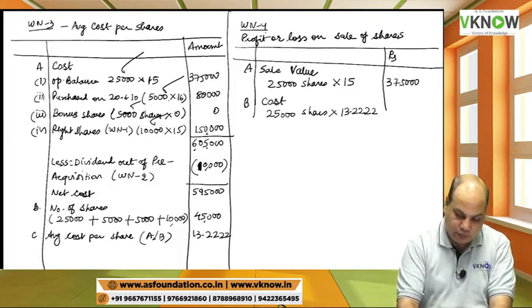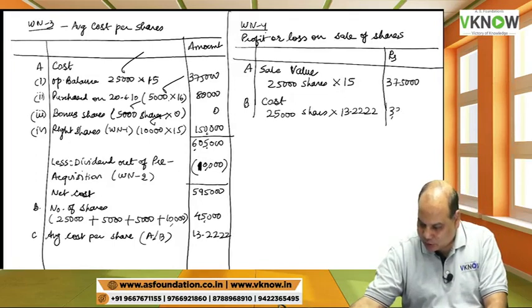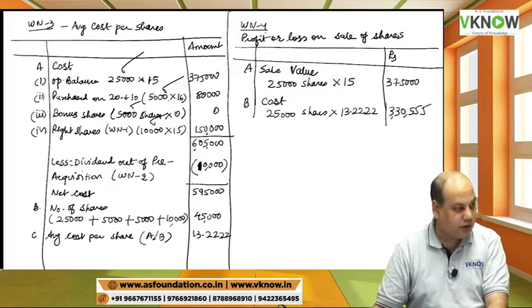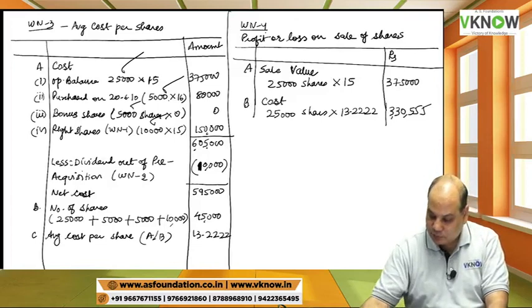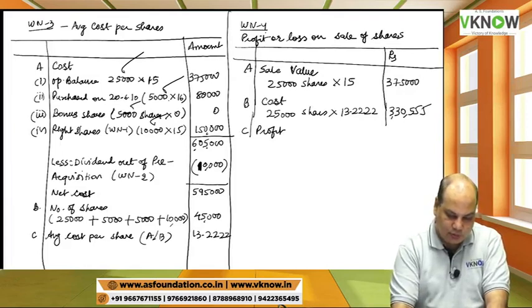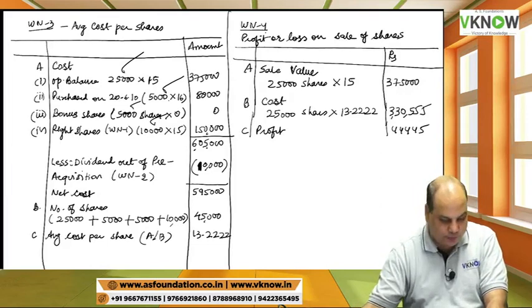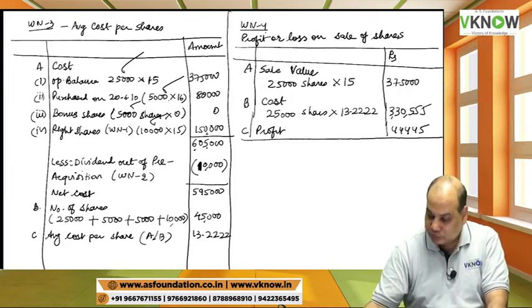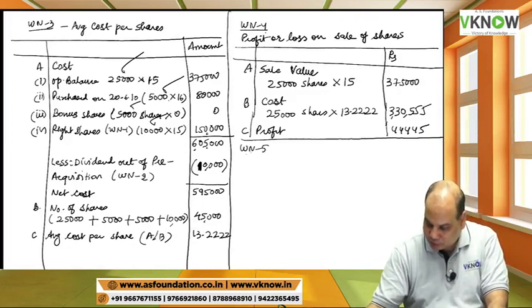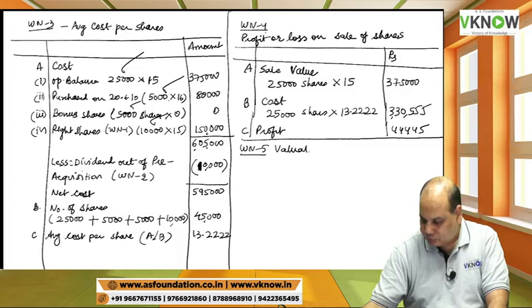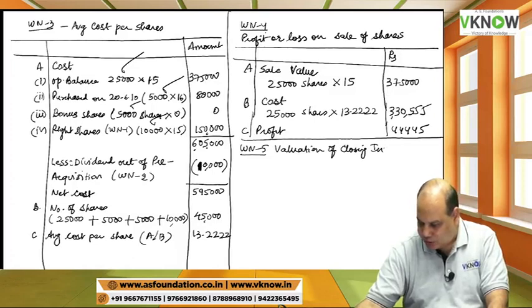25,000 into 13.2222, so that roughly comes to 3,30,555, which means there is a profit. Minus, so profit comes to 44,445. And then last step, working note 5, write down. Valuation of closing investment.